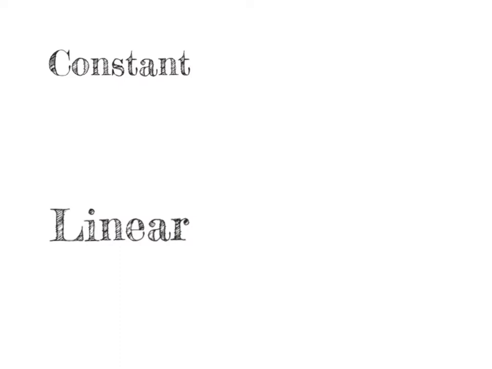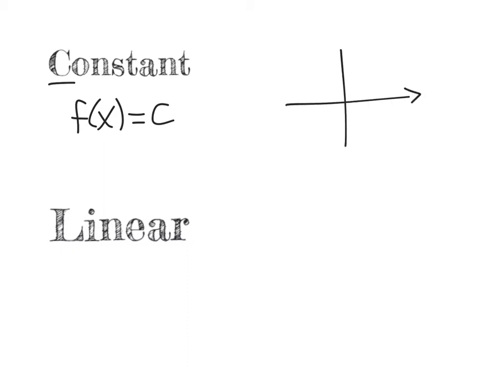Here we have the constant function or the linear function. The way I like to remember this, right? Constant has the letter C, so the function is going to be y, or let's just use f of x to be consistent. f of x equals c for constant, which means in your graph, whatever number you choose, whatever number you have, it'll be a constant number. It'll be just a constant value.